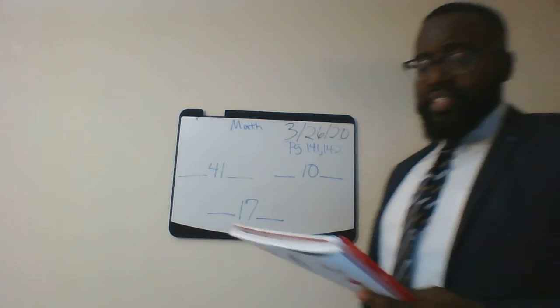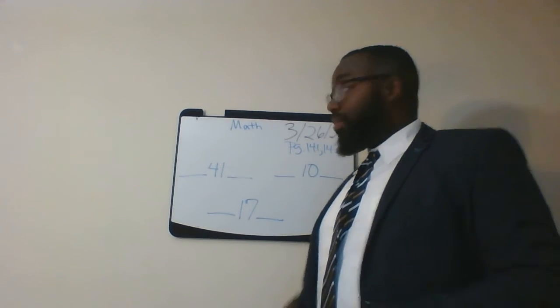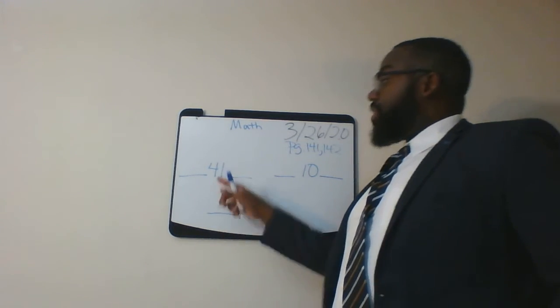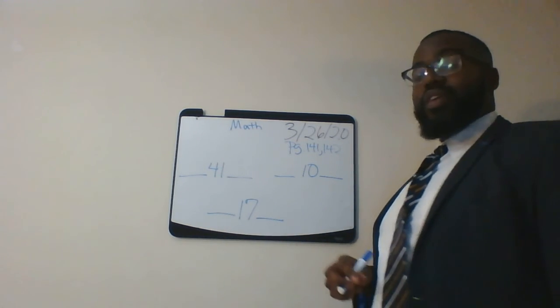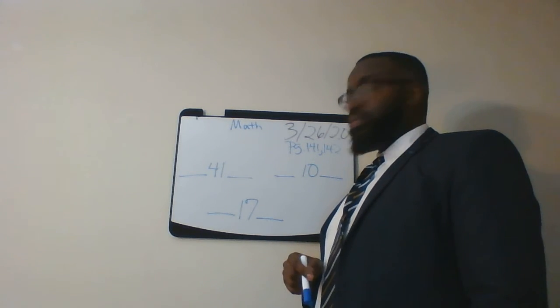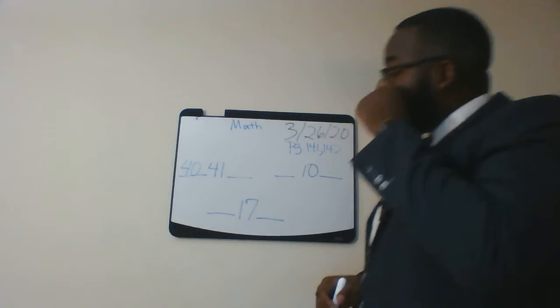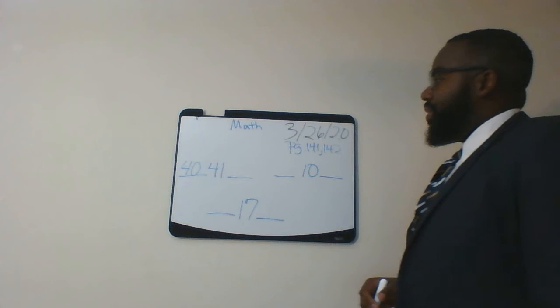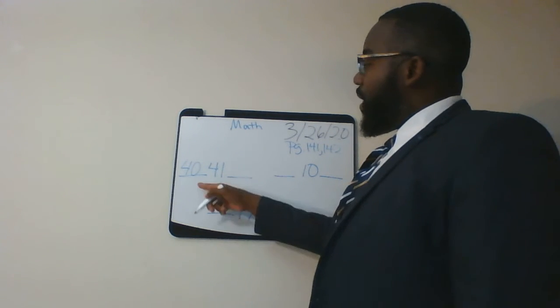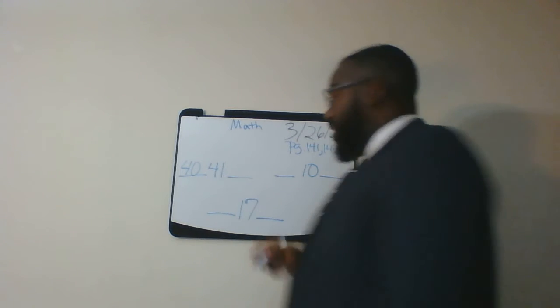Number 2 asks us to write the before and after numbers. So I wrote a few examples on the board for number 2. Let's go to 41. What number comes before 41? What number? Good job. 40 comes before 41. Now, what comes after 41? I'm thinking maybe 43. No, that doesn't seem right. 40, 41. That is correct.